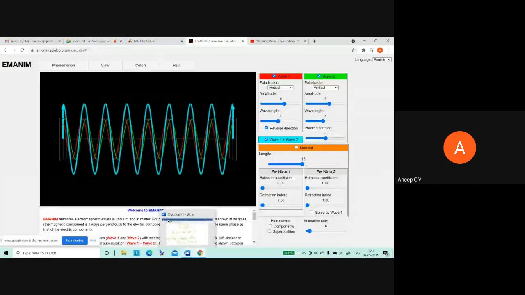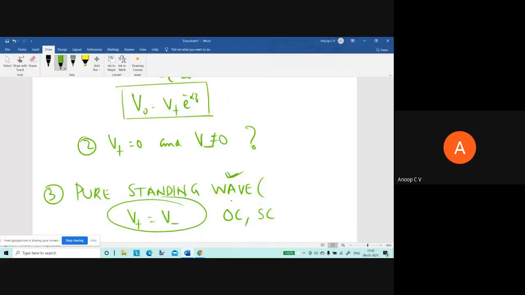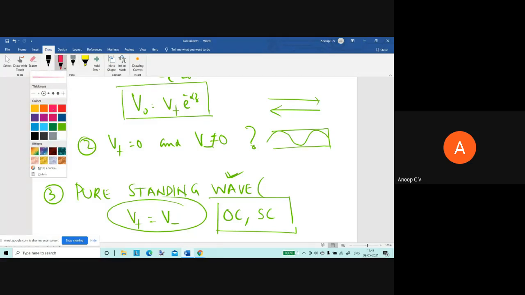We get this pure standing wave when V plus is equal to V minus, that is, whatever is incident, the same thing is reflected back. When will that happen? For a perfect open circuit or perfect short circuit. For a short circuit, the voltage at this end will be zero, and you may get a standing wave like this. And the current standing wave will be something like this. I'll draw with a different color.